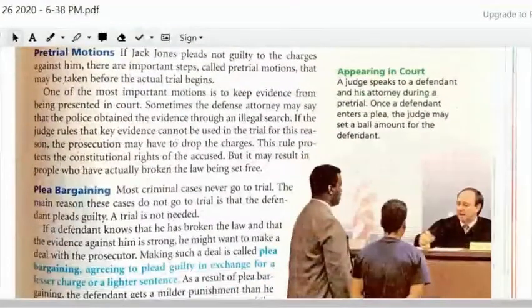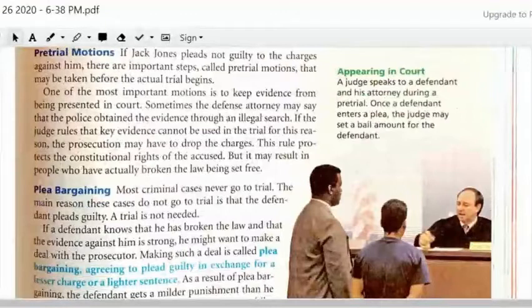Pretrial motions. If Jack Jones pleads not guilty to the charges against him, there are important steps called pretrial motions that may be taken before the actual trial begins. One of the most important motions is to keep evidence from being presented in court. Sometimes the defense attorney may say that the police obtained the evidence through an illegal search. If the judge rules that key evidence cannot be used in the trial for this reason, the prosecution may have to drop the charges. This rule protects the constitutional rights of the accused, but it may result in people who have actually broken the law being set free.